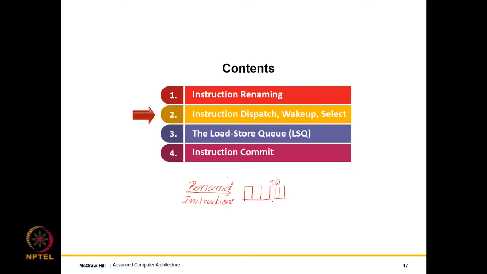So some of these instructions would have both of their source operands ready, some won't. For the ones that are not ready, we wait for the source operands to be ready. And for the ones that are ready, we send them to the execution units. Of course, if they are ready, we need to read the register file first, and then we send them to the execution units.